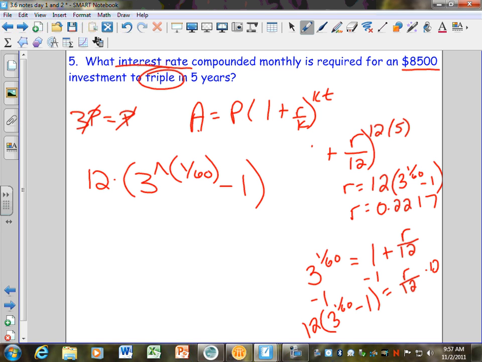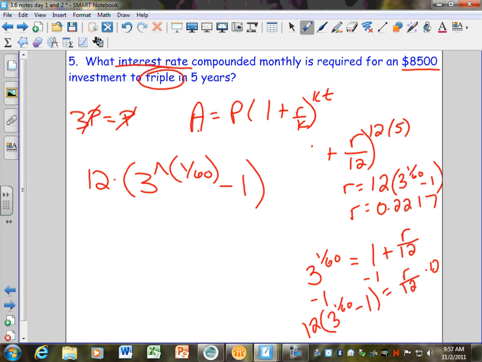If you are not good with these grouping symbols, you have to just do it a step at a time. Like, take 3 to the 1/60th, hit enter. Minus 1, hit enter. Multiply by 12, hit enter. Because during a test, you come up and you say, I got a negative number, I know it's going to be negative. You got to know how to use the calculator to get that answer.